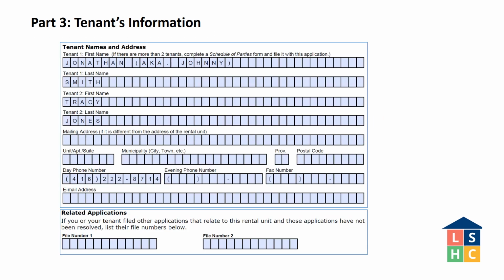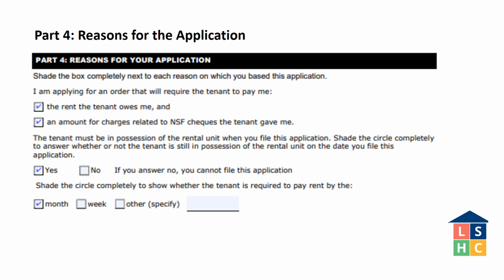If there are more than 2 tenants, you should also use a Schedule of Parties form to add them to the application. Fill out the related application section only if you or your tenant have filed a different application with the Landlord and Tenant Board and the hearing hasn't happened yet. Make sure to check the boxes to indicate what you want the order from the Landlord and Tenant Board to include, such as rent owing or NSF charges if there are any.